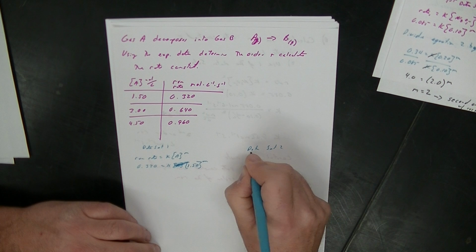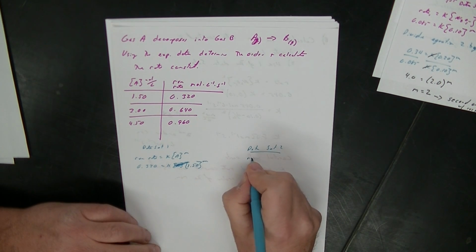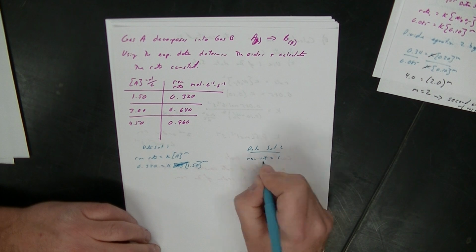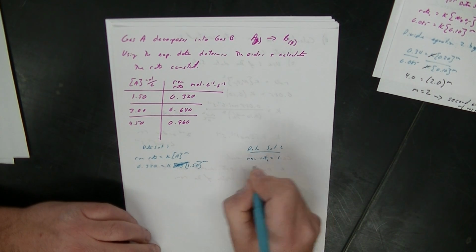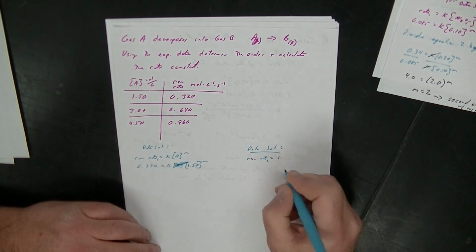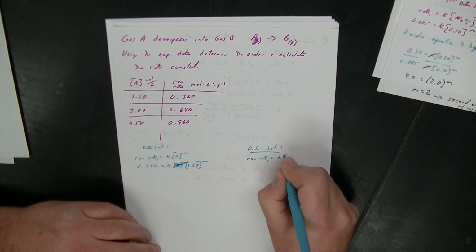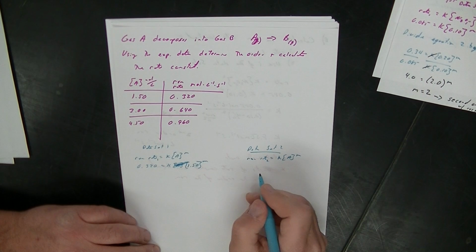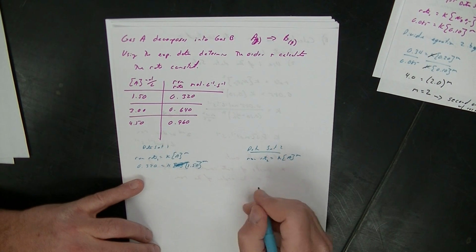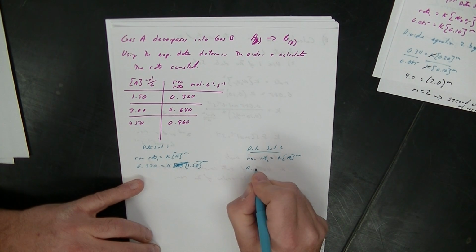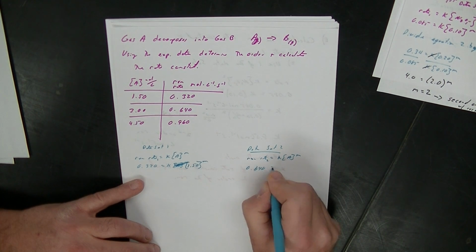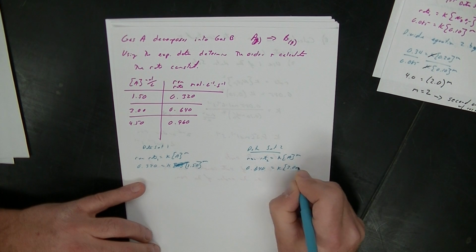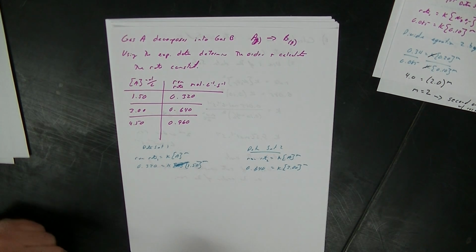Data set 2. Our reaction rate 2 is equal to K times the concentration of A to some M. And we're going to use our second data set. So we end up with 0.640 equal to K times 3.00 to M.